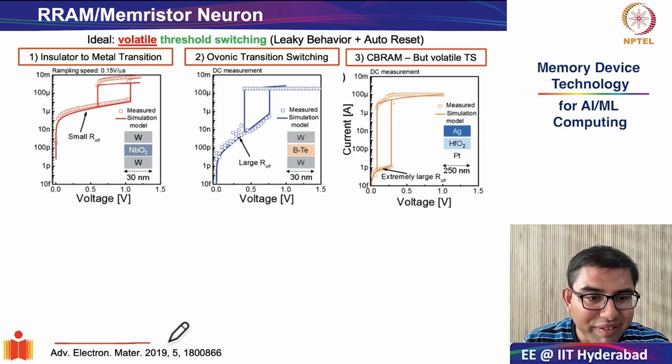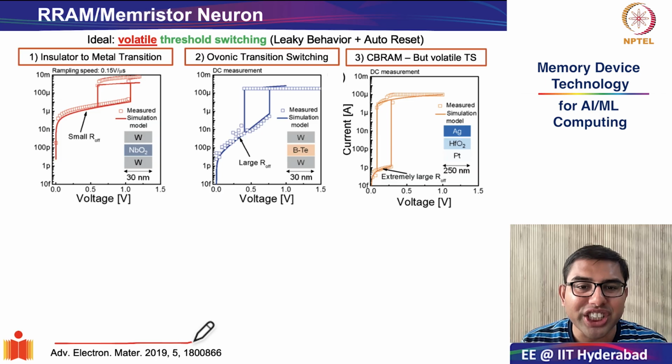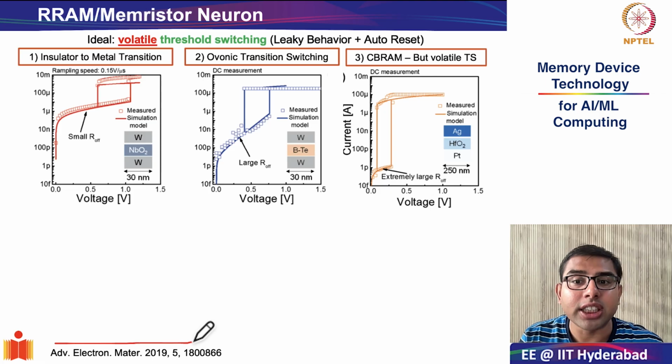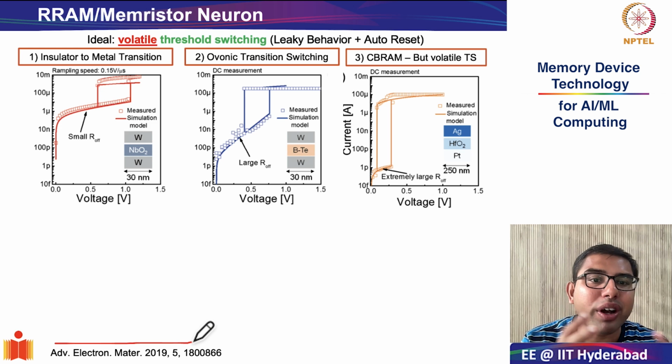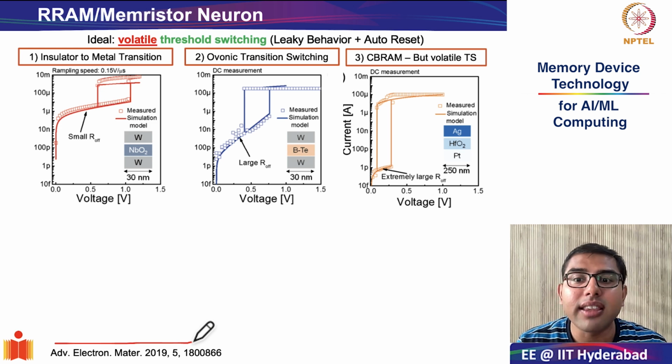So in the work that I have indicated in the slides that I have referenced for you, the speciality was that this concept of using volatile threshold switching for demonstrating leaky behavior and auto reset was extended and generalized for several different physical mechanisms. So let us look at the different kinds of devices and their physical mechanisms which enabled this volatile threshold switching.